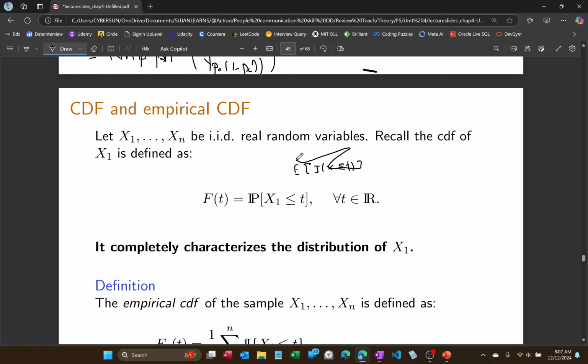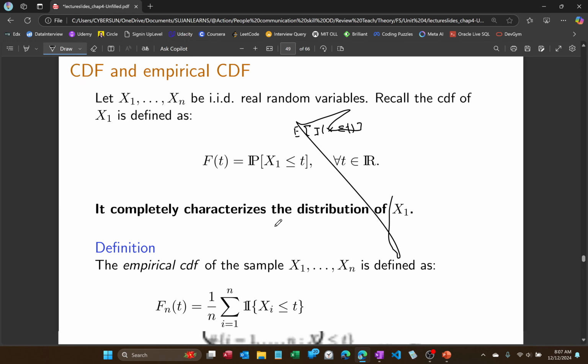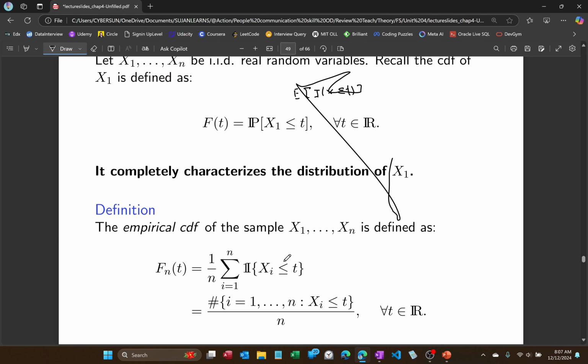By replacing expectation with average, we get the empirical CDF. That is, we can replace expectation with the empirical average. For discrete distributions, we can sum the individual values and take the average of that, and we can treat it as a CDF.